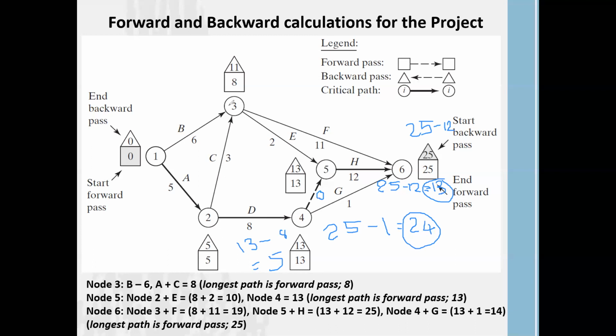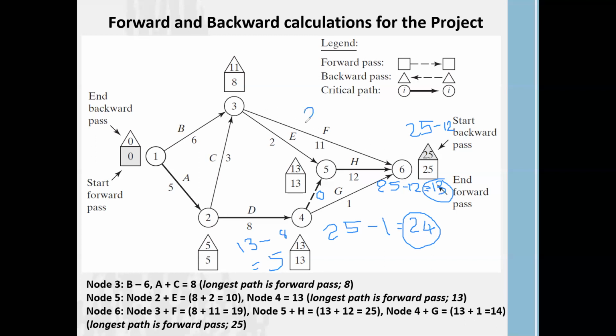But here, coming to this here, right? Now we know that for 3, it's going with 6 and 5. Now for the 6, we know that backward pass is 25. And for the 5, we know that backward pass is 13. Okay. So then we can calculate backward pass for this activity.